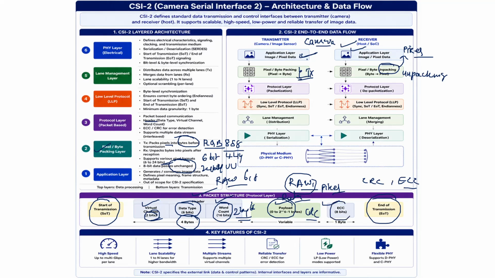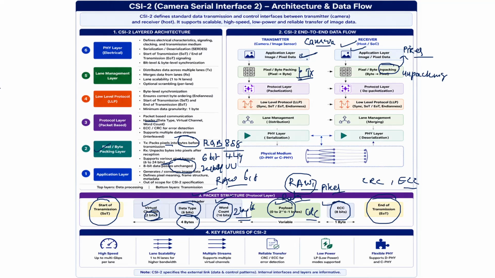And this ECC is 8 bit. It will detect where the error is happening, where you are getting the error. So for error detection purposes we are using CRC and ECC. Okay, it will support multiple data streams. That means interleaving will be supported.